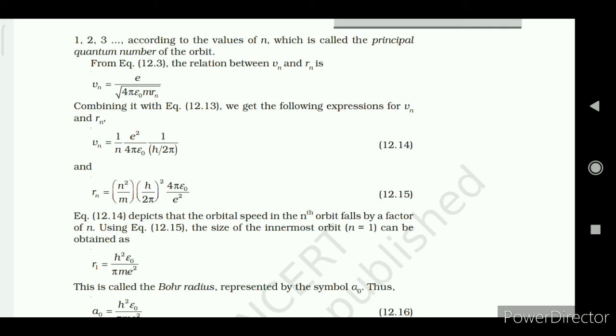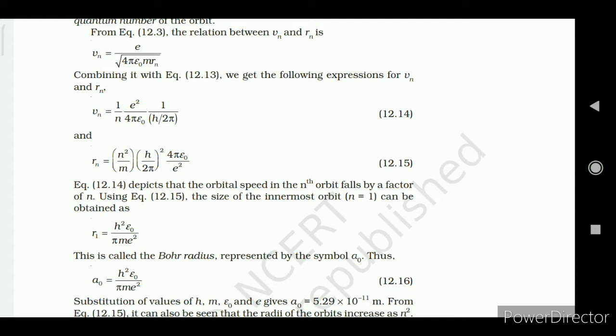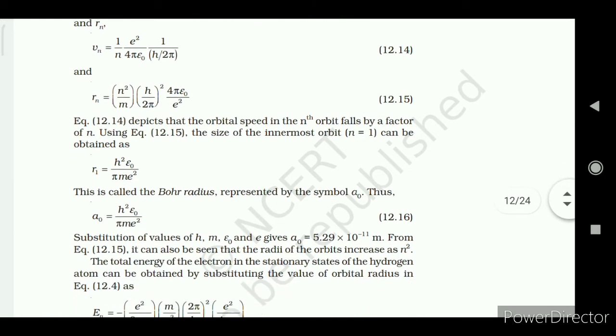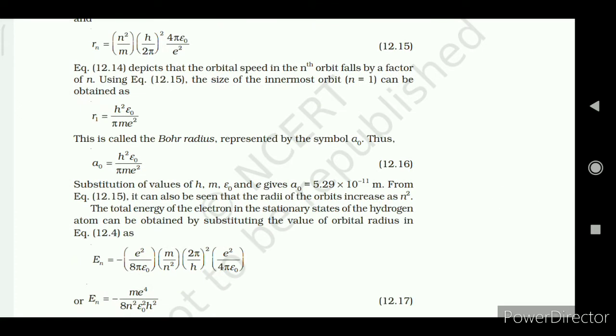When a hydrogen atom receives energy by processes such as electronic collisions, the atom may acquire sufficient energy to raise the electron to higher energy states. The atom is then said to be in excited state. For n equal to 2, the energy E2 is minus 3.40 electron volt. It means that the energy required to excite an electron in hydrogen atom to its first excited state is an energy equal to E2 minus E1, which is minus 3.40 electron volt minus minus 13.6 electron volt, equal to 10.2 electron volt.